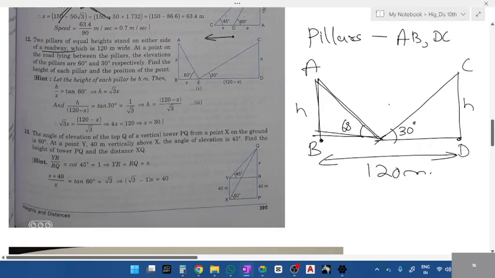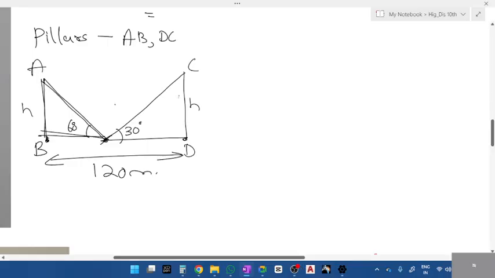60 degrees is fine, 30 degrees they have already given the value. Find what? What do we need to find here? Find the height of each pillar and the position of the pillar. If you need to find the height of each pillar and the position, first let's find the height, students. Let's find the height. Okay. Total value is 120 meters. Which triangle shall we take? Left or right one? Which one?